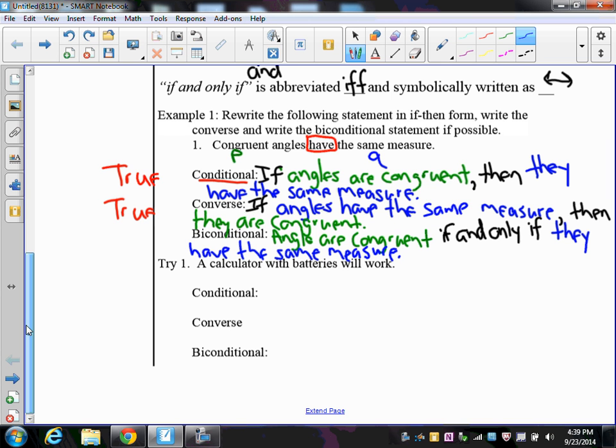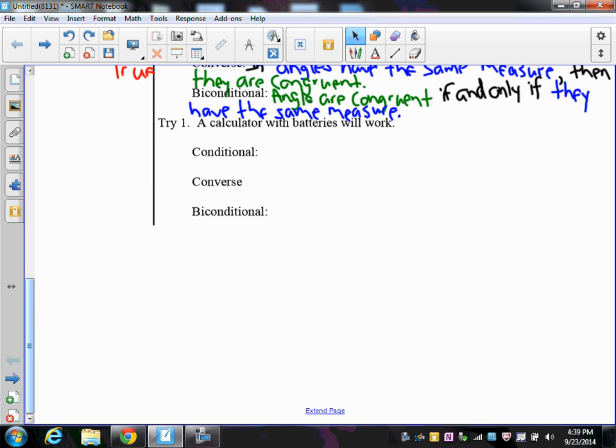That's how we write a biconditional. I want you to try this one on your own, number one. I'll get you started though. I will write the conditional for you because I think this is a little bit tricky how to split this up.